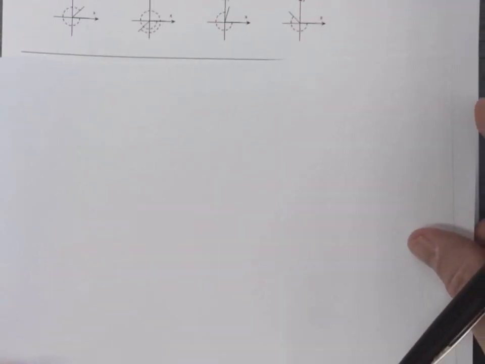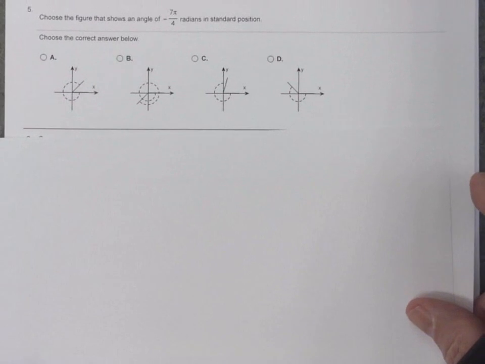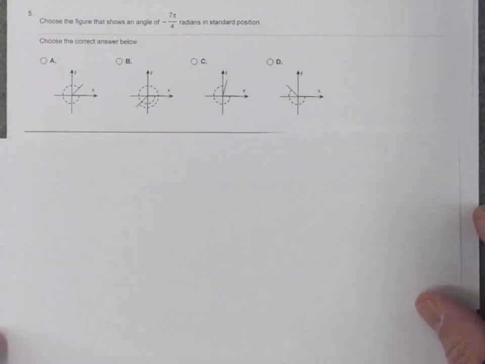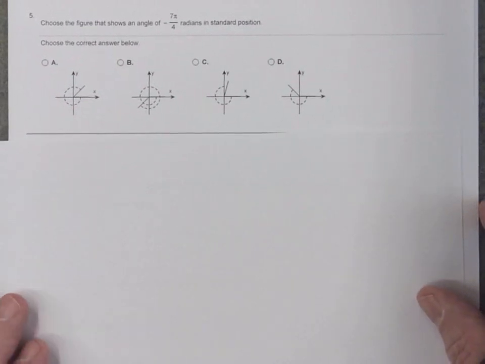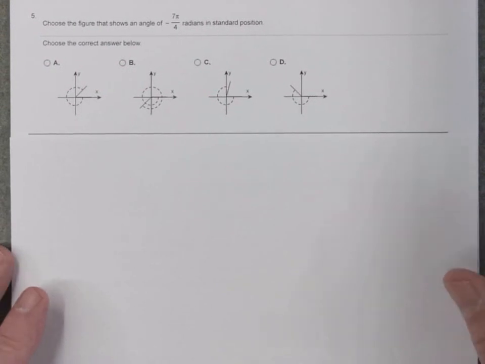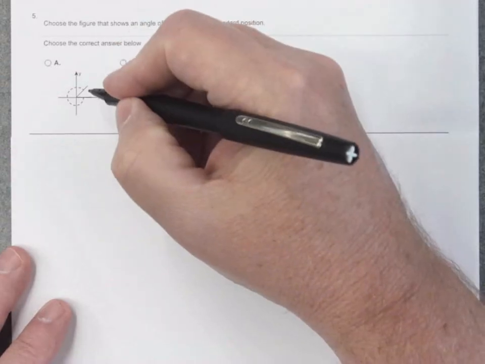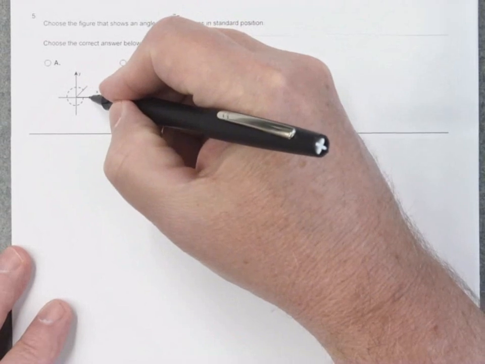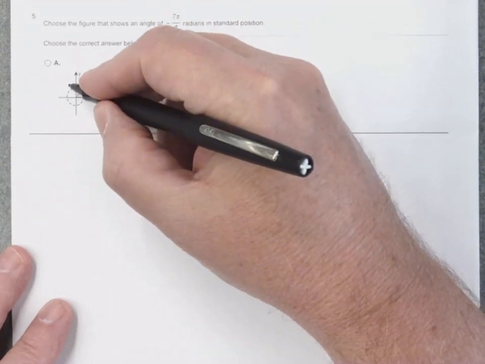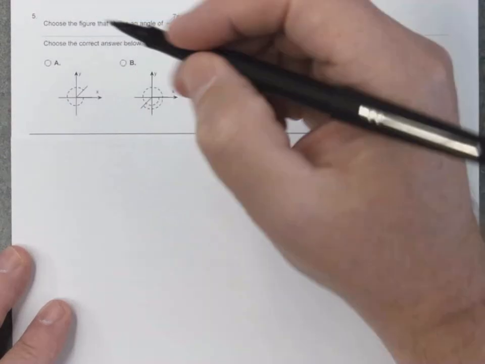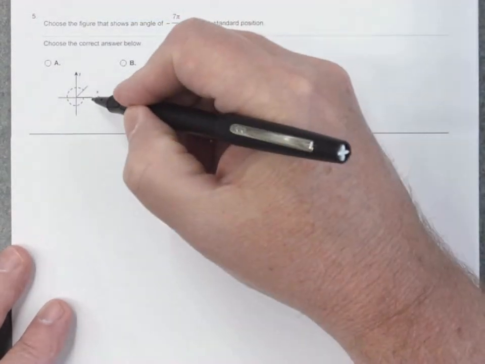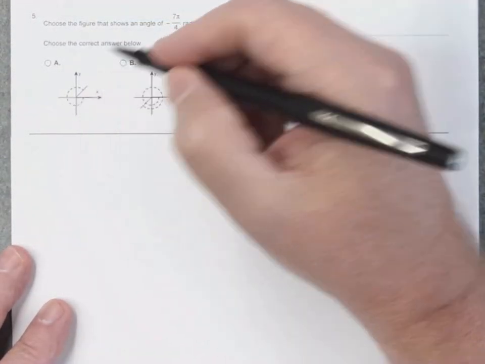So, problem number 5. Here's another one, negative 7 pi over 4. Okay, here's a new twist. Now we have a negative angle. Positive angles start at the x-axis, and you go counterclockwise. Negative angles start at the x-axis, but you go clockwise.